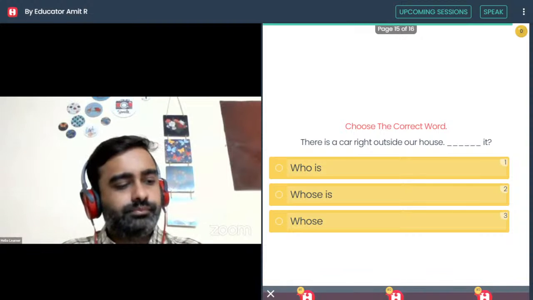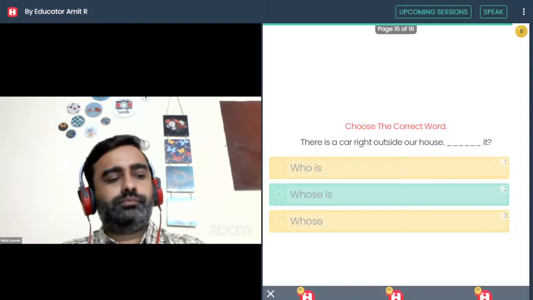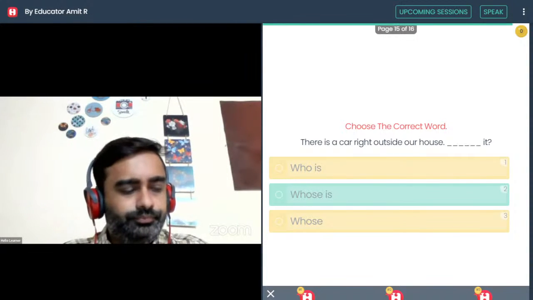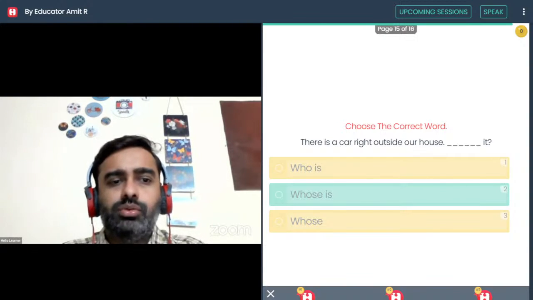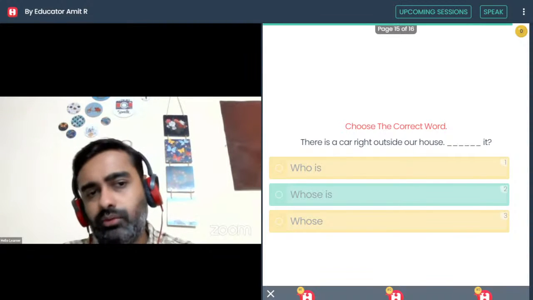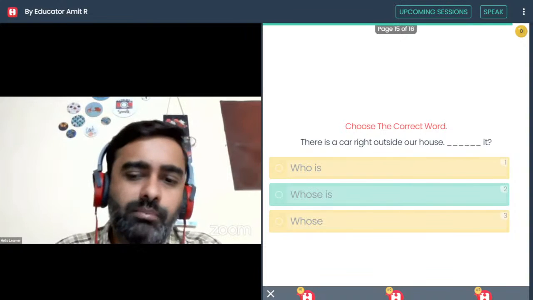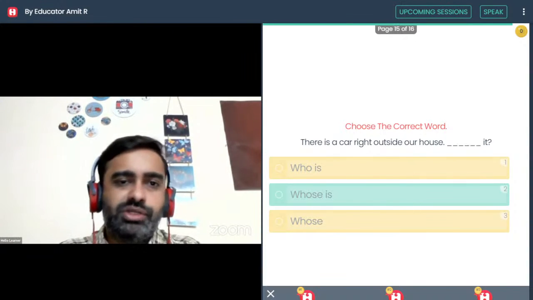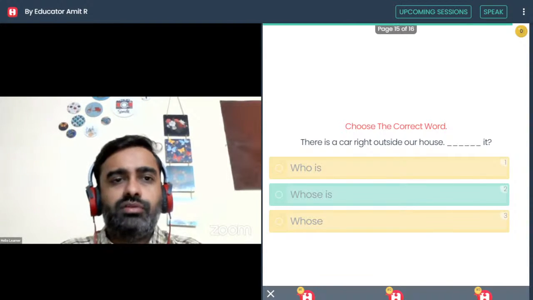Yes, sir. There is a car right outside our house. Whose is it? Second one, sir. Whose is it? There is a car right outside our house. Whose is it? Possessive one. Okay, so whose, kiski, belonging to someone. So here you are using it as a possessive one, but because there's a question here, you would ask it as a question. Okay. So yes, we discussed the pronouns.